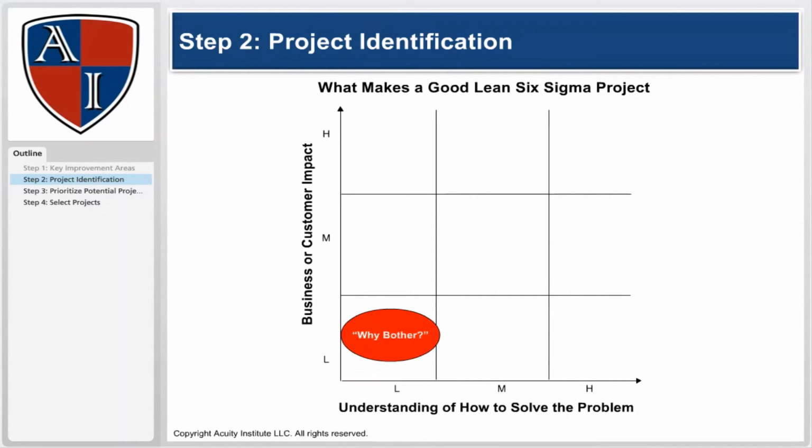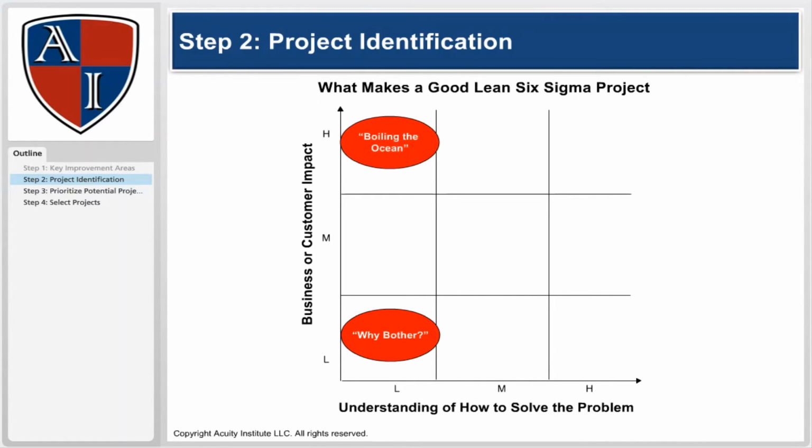The first project category is why bother? This is where you have a low criteria rating for business and customer impact and a low criteria rating for understanding of how to solve the problem. In this example we say, why bother? Why even do this type of Lean Six Sigma project?